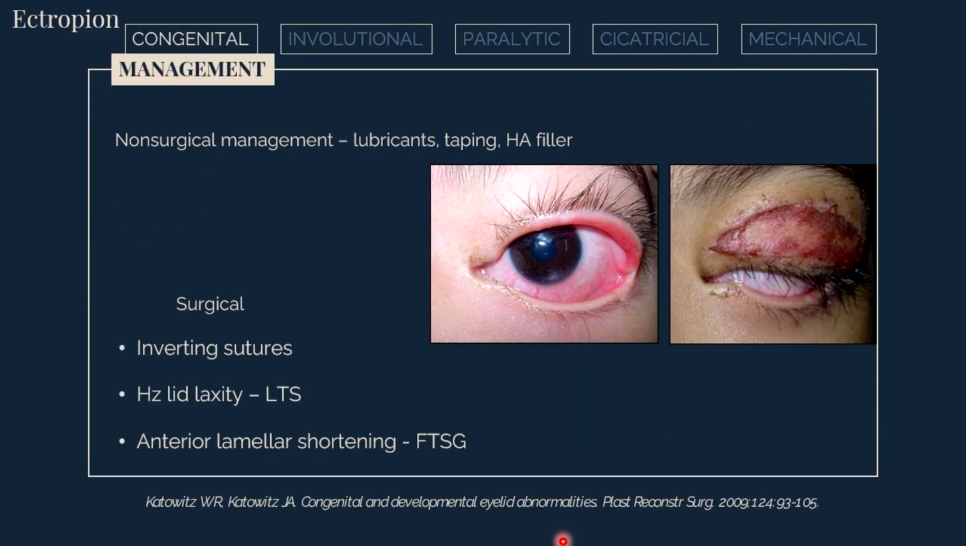The management, again, you have non-surgical and surgical. Non-surgical, you can give lubricants, you can do taping and also hyaluronic acid filler. Whereas surgically, we can take inverting sutures. If there is associated horizontal lid laxity, we can do a lateral tarsal strip. And if there is anterior lamellar shortening, as we see in this case, we'll have to go in for a full thickness skin graft.